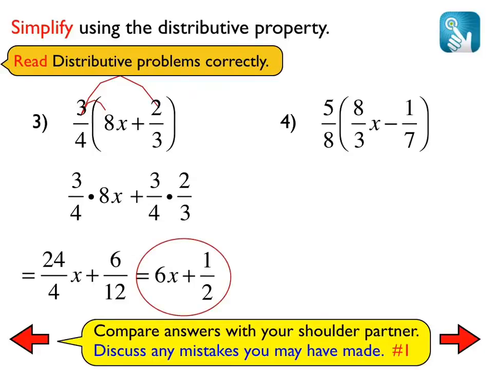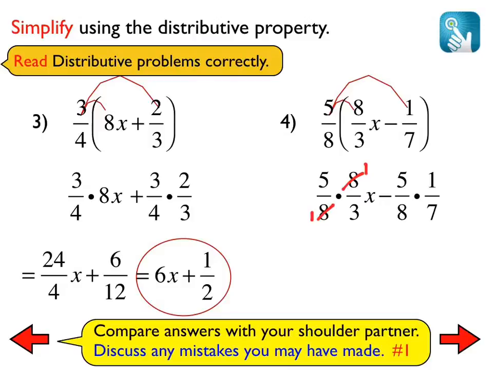You go ahead and do this one, and then we'll share our answers with our shoulder partner. We distribute this fraction, so this will be 5/8 times 8/3 x minus 5/8 times 1/7. Is there anything we can cross cancel here? Yes, these 8s go away and become 1s. Anything else? Nope, so now we can just multiply straight across. 5 times 1 is 5x over 3 minus 5 times 1 is 5 over 56.